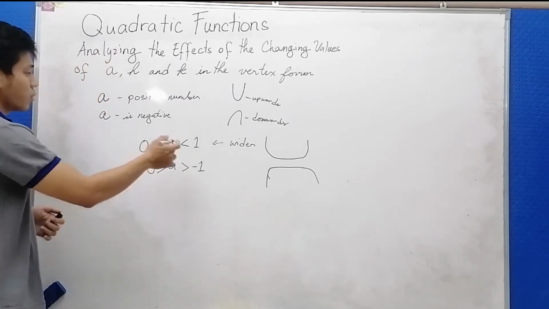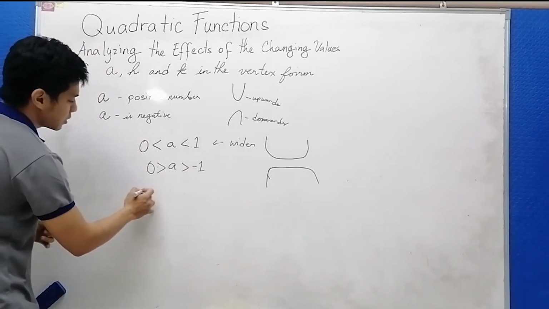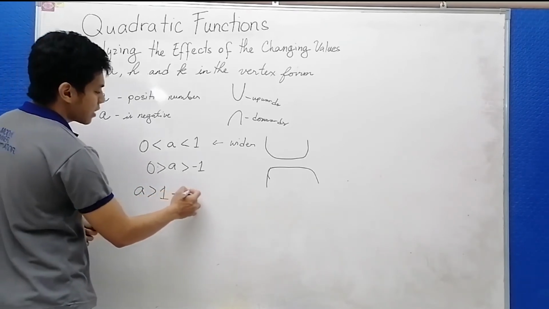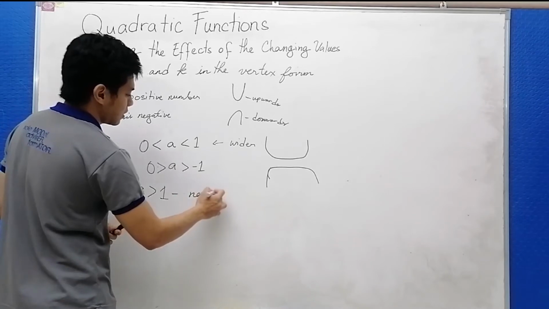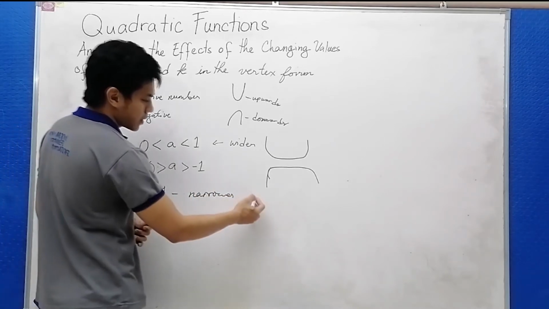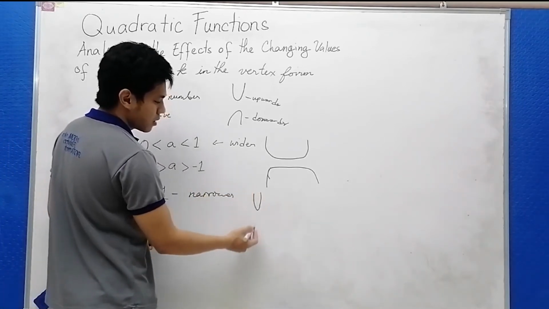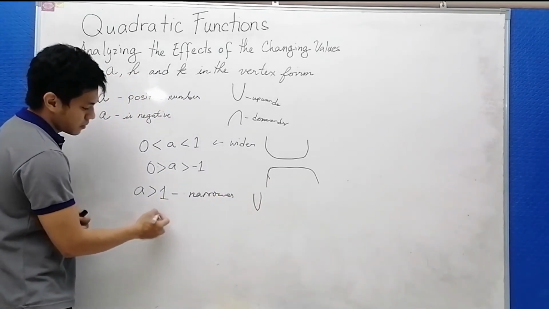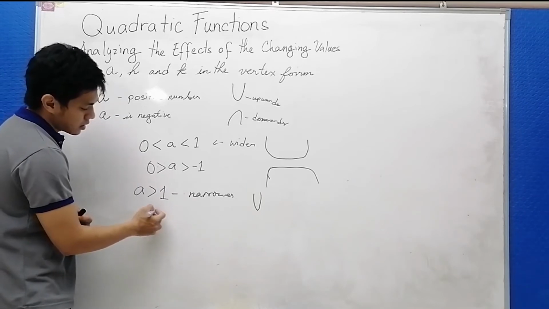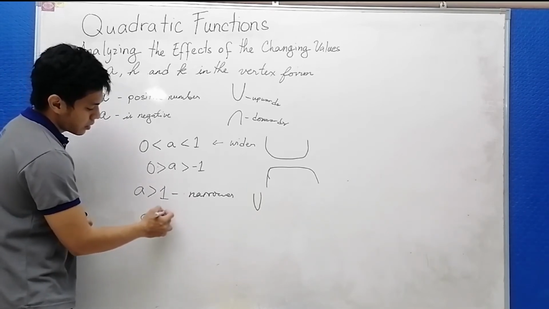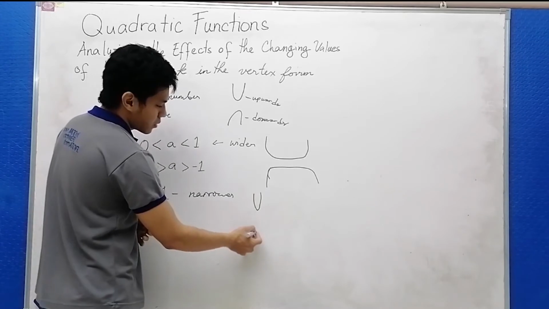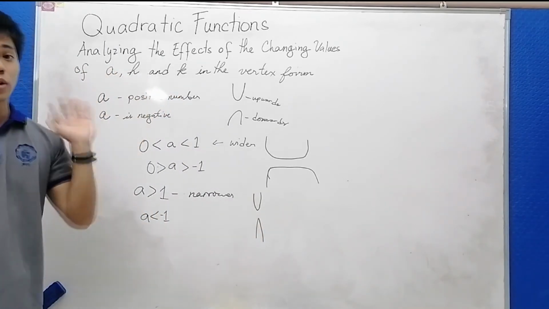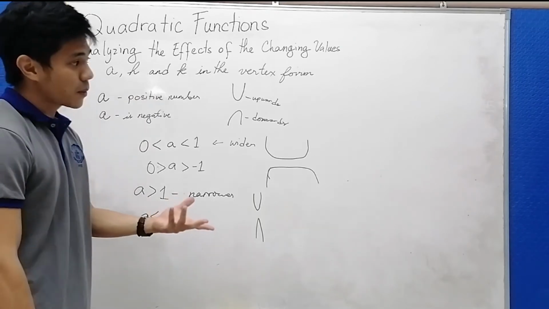But the greater the value of a, for example, if a is greater than 1, we have a narrower parabola. So we will have a parabola that will look like a V, possibly facing upwards if it's positive, and if it's negative, a is less than negative 1, it will have a narrower parabola facing downwards. So these things we can identify just by looking at the values of a in the vertex form.